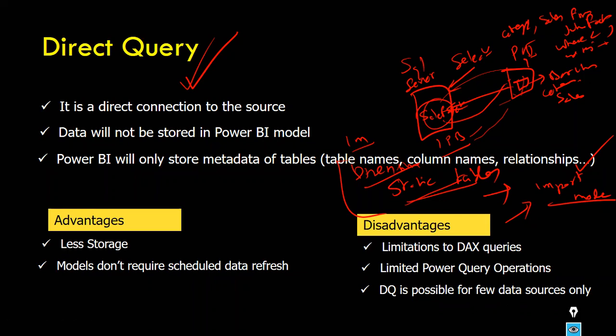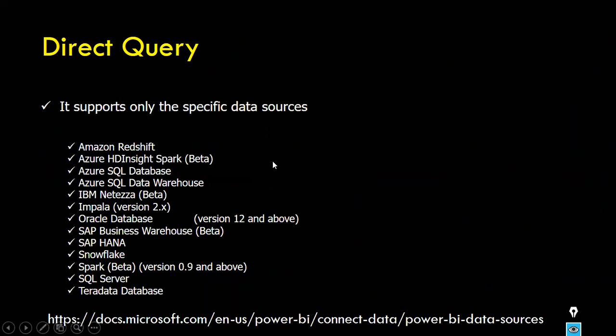For example, for MySQL server, the direct query mode is not available. Only this set of sources supports direct query mode: Amazon Redshift, Azure HDInsight, Azure SQL Database, Impala, IBM Netezza, Oracle Database. If you want to see the sources supported in direct query mode, you can go and check it at this URL.